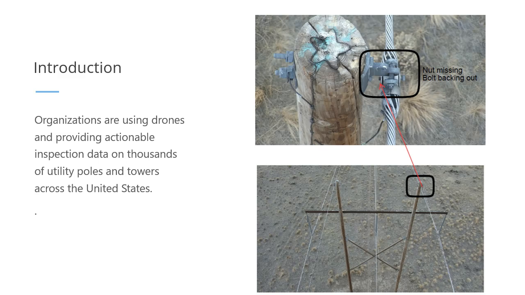Organizations are using drones and providing actionable inspection data on thousands of utility poles and towers across the United States. Commercial drone operators have conducted inspections for a variety of electric utilities, including companies such as the Indianapolis Power and Light and DP&L, both subsidiaries of AES, a global Fortune 500 energy company.